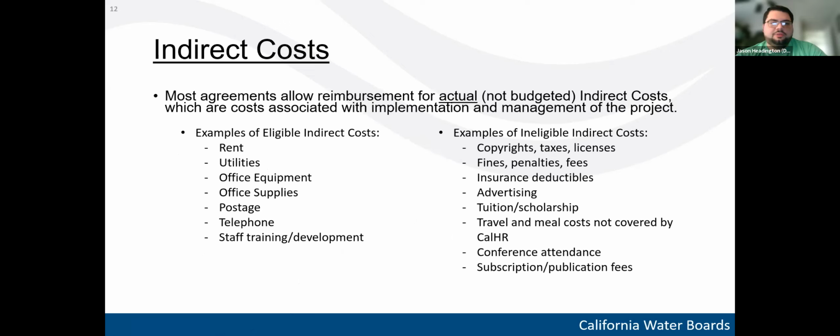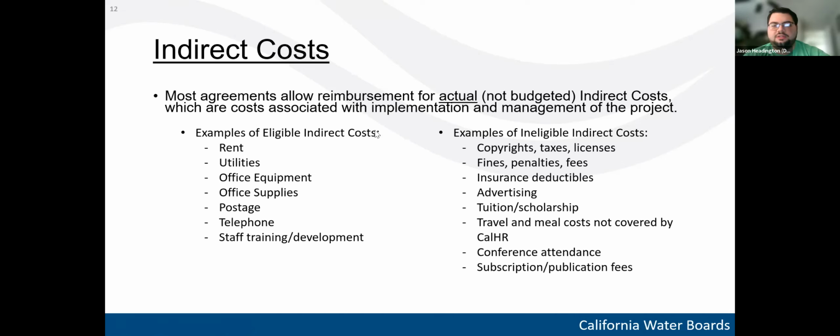The second thing contained in the agreement is the indirect costs. And so indirect costs aren't going to be covered in much more detail throughout the rest of the presentation, but I wanted to highlight here and define indirect costs and what are some examples of eligible indirect and ineligible indirect. So indirect costs, these are reimbursements for actual, not budgeted, costs that are associated with the implementation and management of the project. And so some examples might be rent, utilities, office equipment, office supplies, postage, telephone lines, or staff training and development. These are items that are eligible indirect costs and they're required for managing and implementing the projects. They could be included in the indirect cost line item of your agreement.